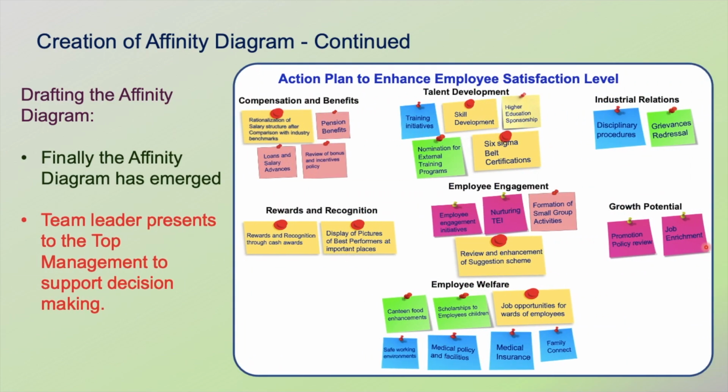So finally, the affinity diagram has emerged like this. This is the affinity diagram which can successfully help the organization to come out with the policies which will enhance the employee satisfaction level. The team leader presents it to the top management to support decision making, so that the organization can take new policies or decisions that can be implemented to enhance the employee satisfaction level.